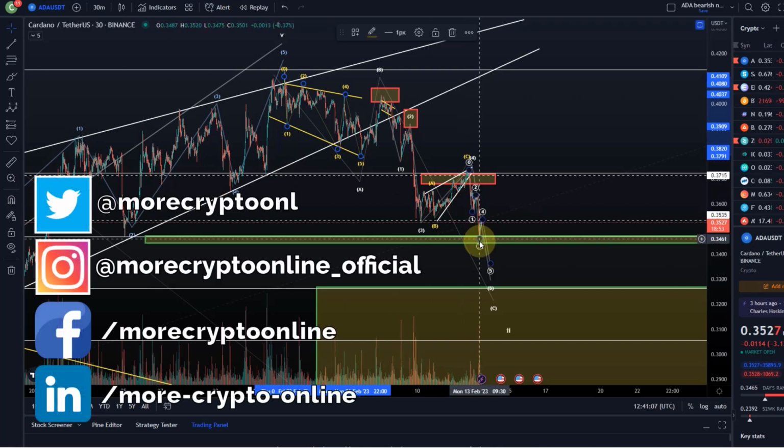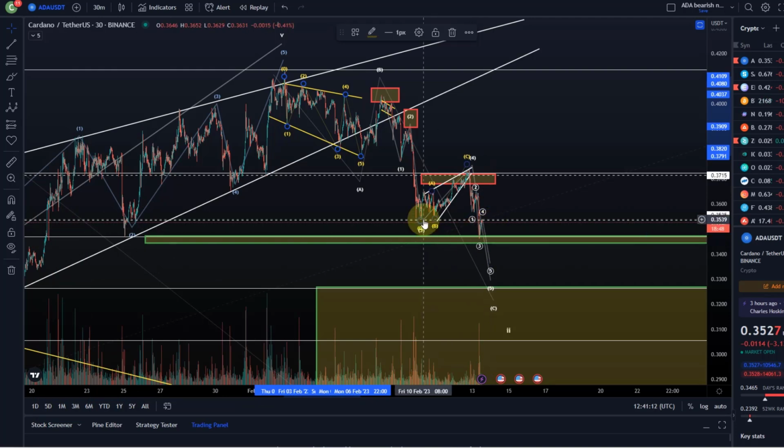So Cardano hit the target that I highlighted in the previous video. Yeah, we already broke below the previous wave 3 low. So we're going to talk about what that might mean in this video.